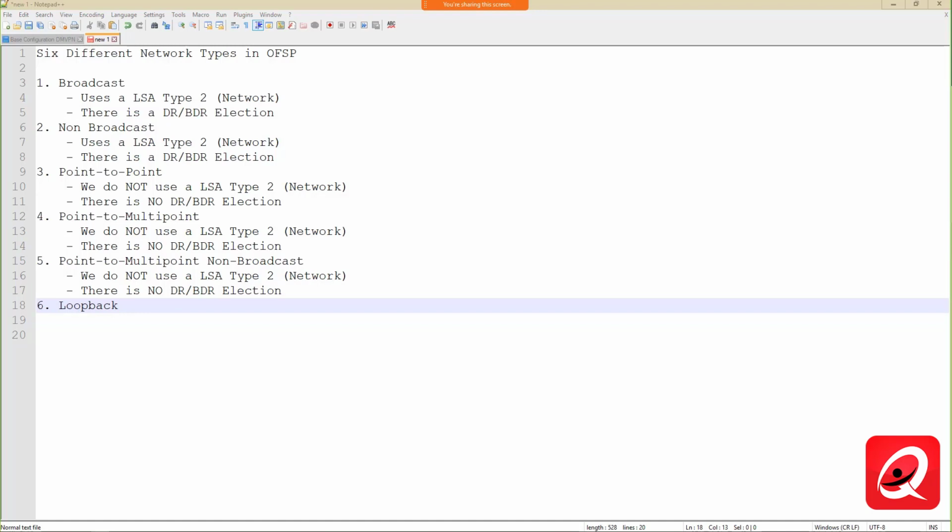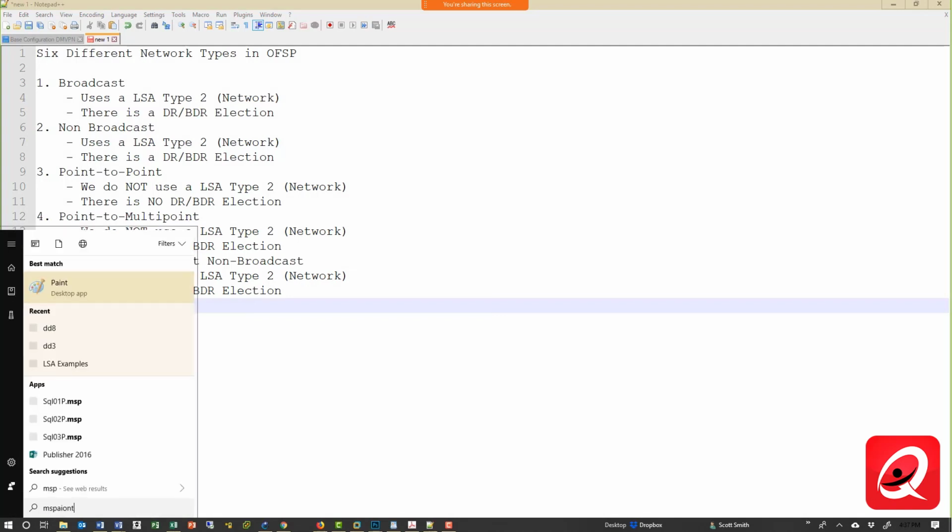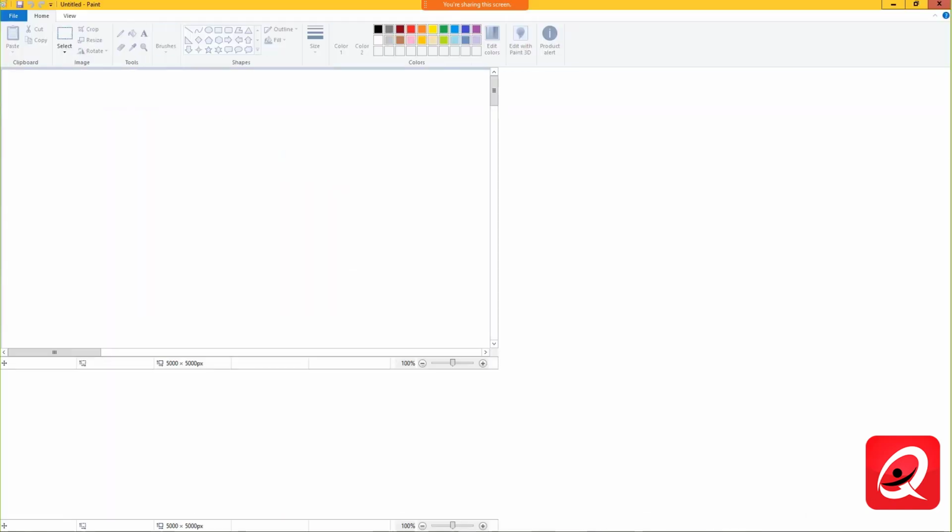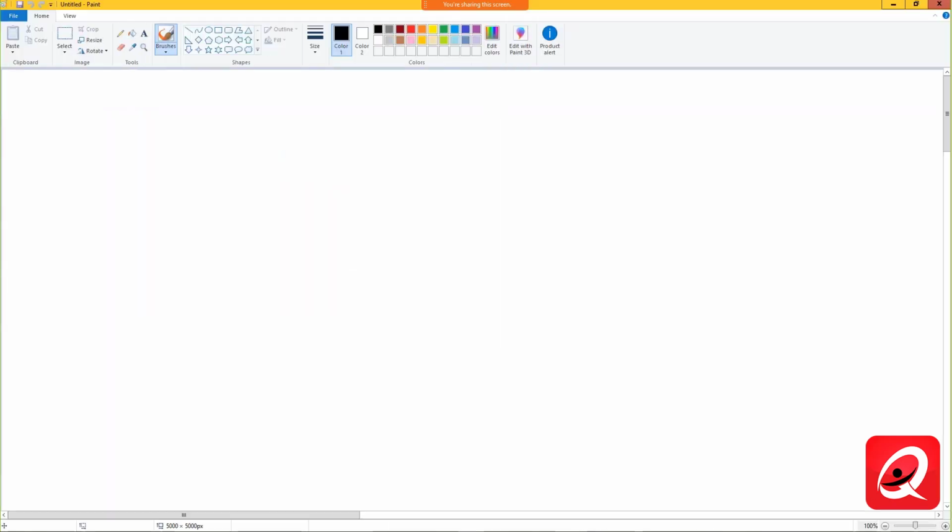So let me pull up, well, I'm not going to get into the topology just yet. I was going to say, let me go ahead and pull up GNS3 and start to go through some of these configurations. But before I do that, I'm going to include a little bit more detail about each of these different network types. Draw a little sketch, and let me actually open up Paint here, so I can visually show you what some of these networks look like.